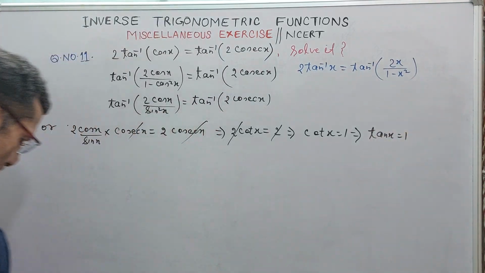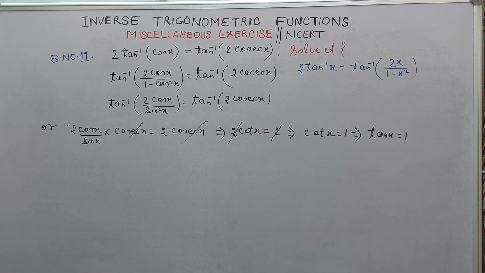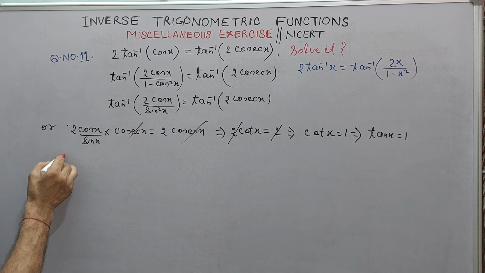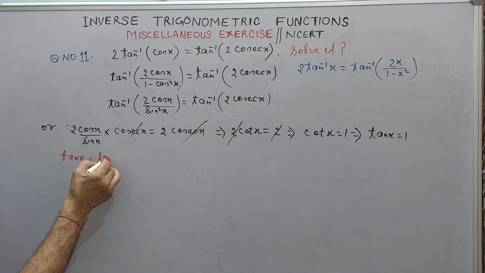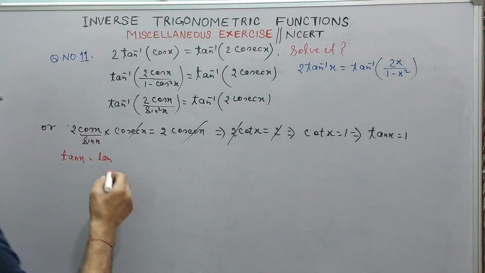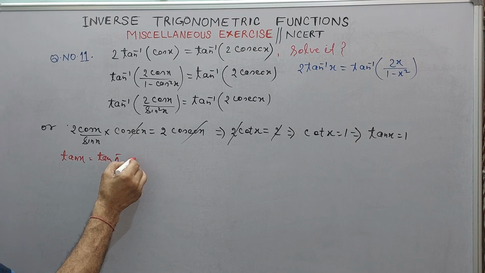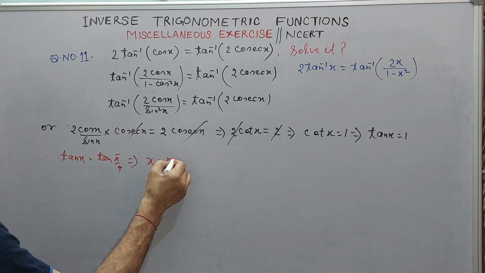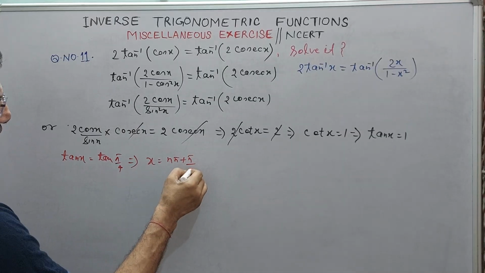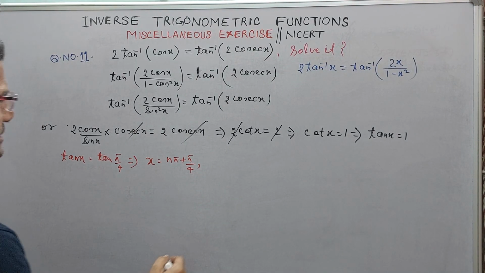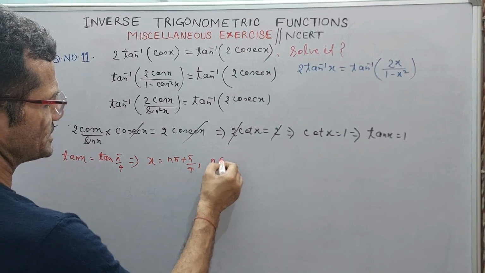So we have the formula here. A formula will be utilized here. If tan x is equal to 1, here 1 will be tan pi by 4. So this is the formula, tan pi by 4 is 1. Now x is equal to n pi plus pi by 4. The general expression, and here n is an integer.